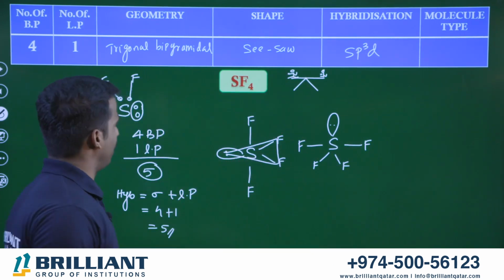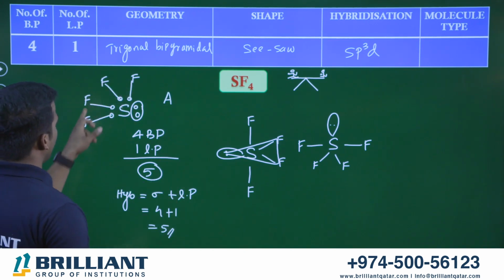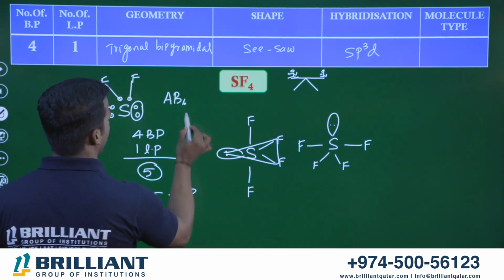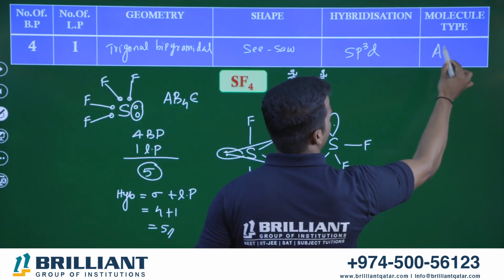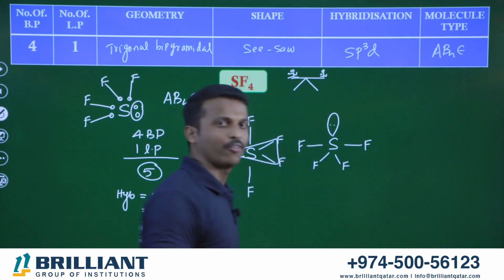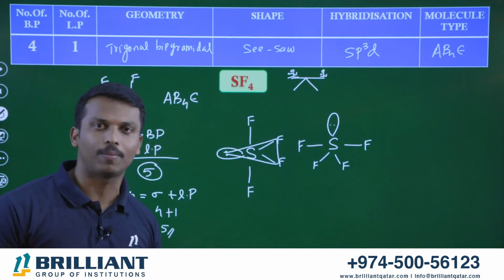What is the molecule type? Your central atom only 1, A. 4 surrounding elements are there, B4. 1 lone pair, therefore E. So the type is what? AB4E. Clear all of you? Now you are able to do it yourself, especially hybridization, molecule type, etc.